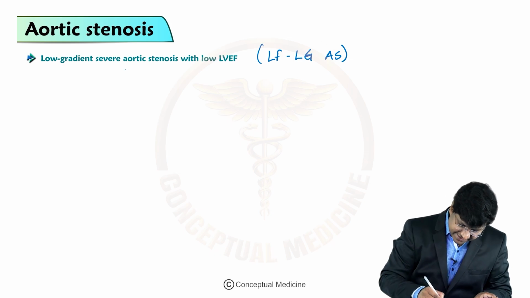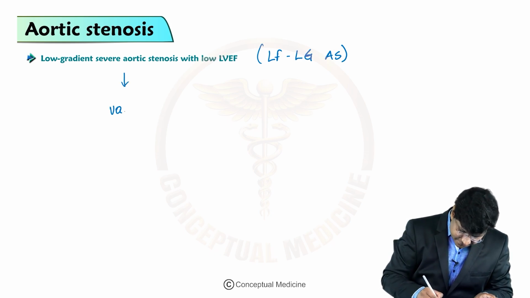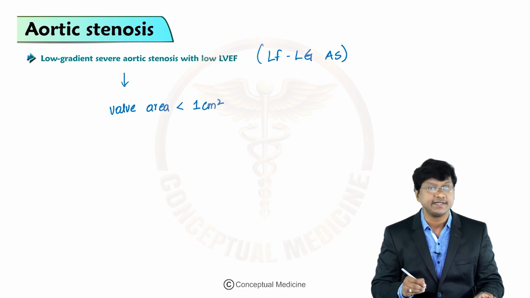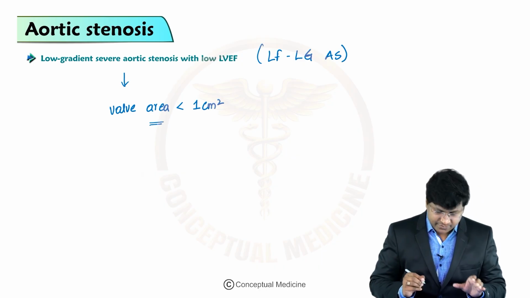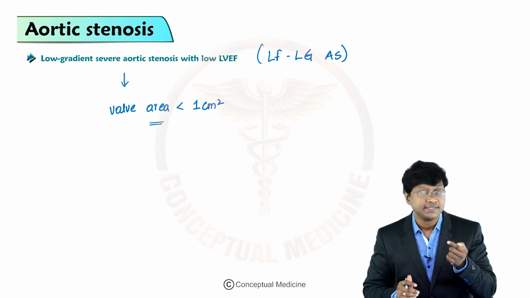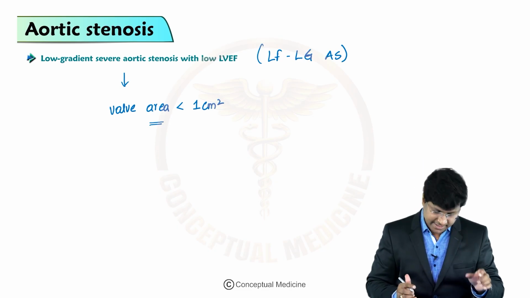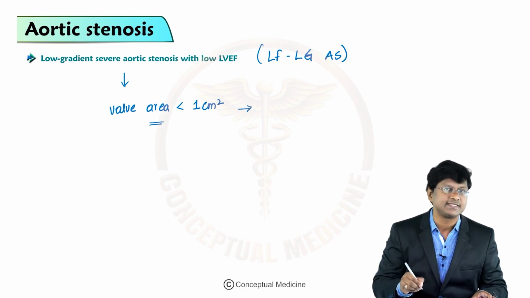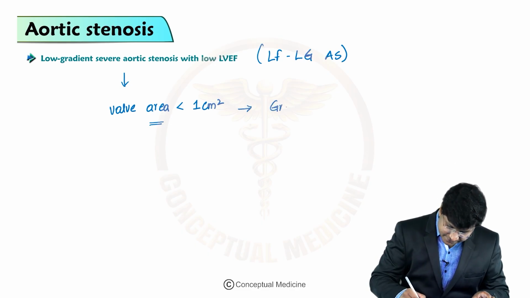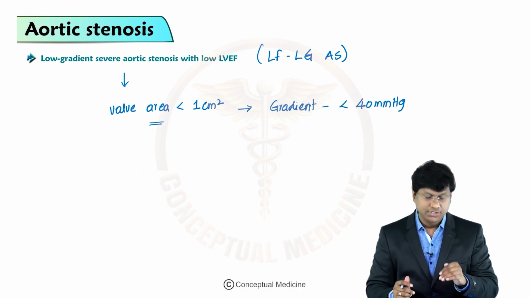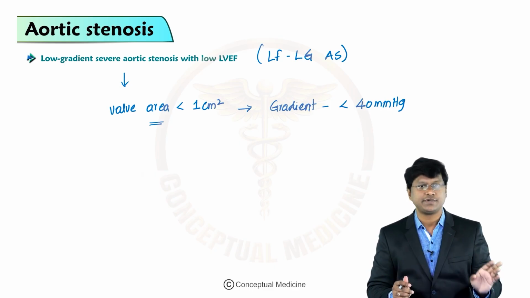So, what I mean by this is the valve area is less than 1 centimeter square, right? When valve area is less than 1 centimeter square, what should happen to the gradient? The gradient should be more than 40 millimeters of mercury. But in these individuals with valve area less than 1 centimeter square, the gradient is less than 40 millimeters of mercury. And this is what is called low flow, low gradient aortic stenosis.